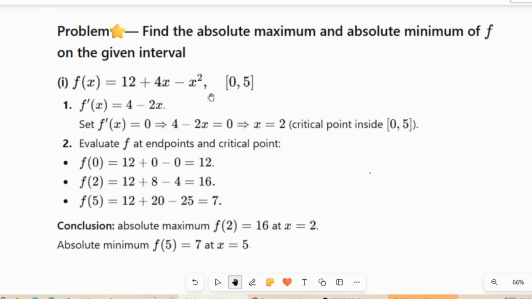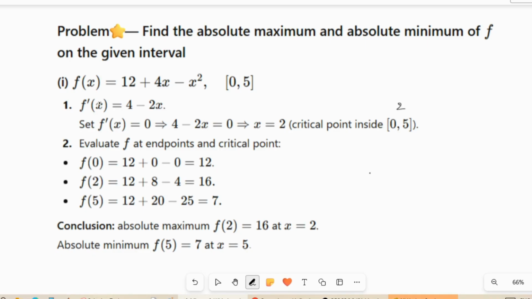Now let us find the absolute maximum and absolute minimum of the given function f of x equals 12 plus 4x minus x square in the closed interval 0 to 5. First we have to find f dash of x, the differentiation of 12 plus 4x minus x square. The differentiation of 4x is 4 and of minus x square is minus 2x. So we set 4 minus 2x equal to 0 to find x. Then x equals 2. That is the critical point inside the interval.